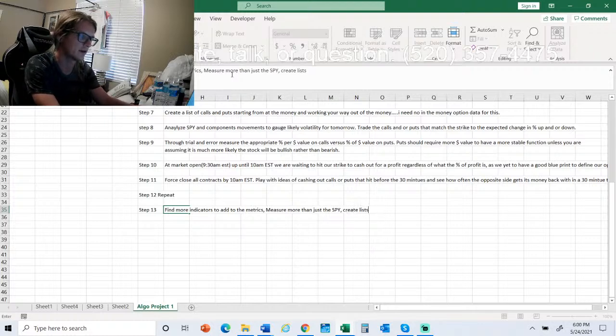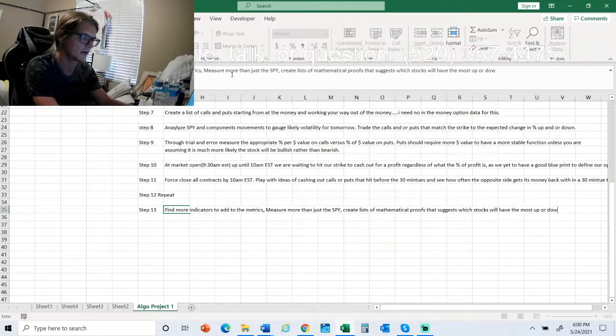Create lists of mathematical proofs that suggest which stocks will have the most up or down volatility for the next 24 hours. Next trading day, we'll say.